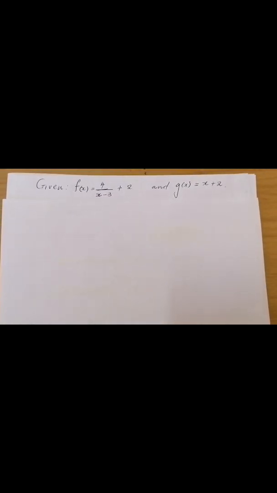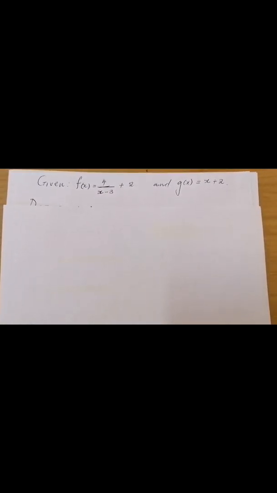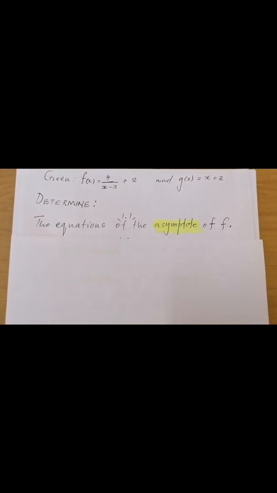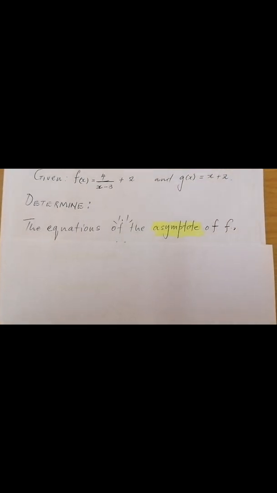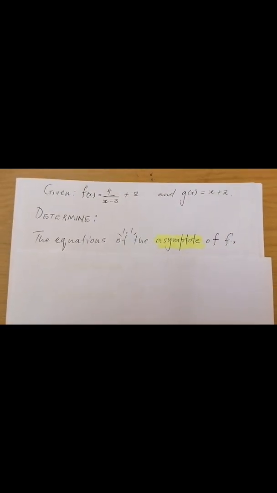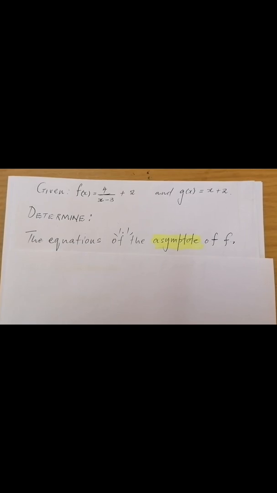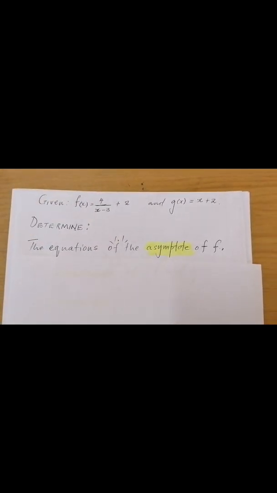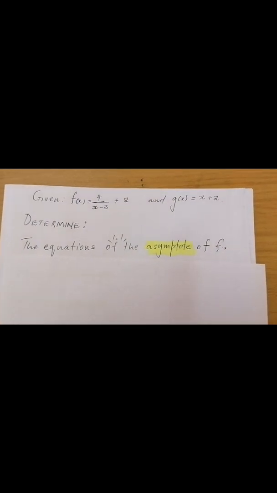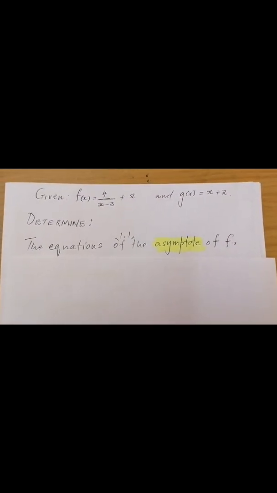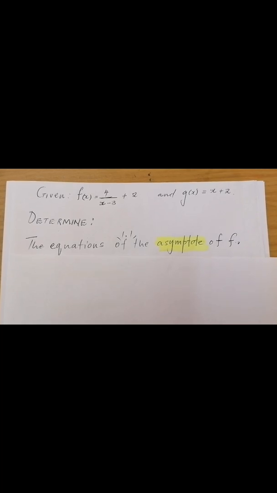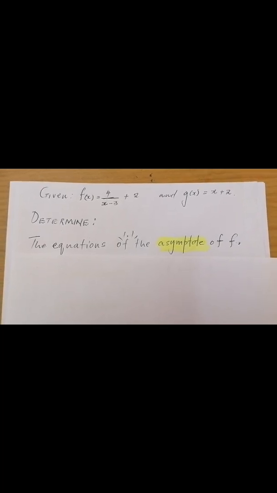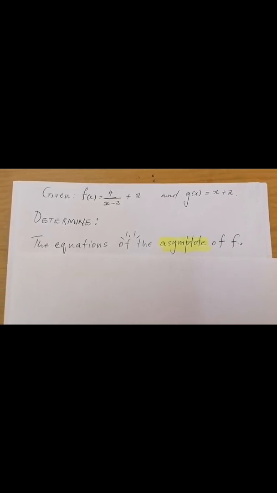Now, let me look at the questions that I formulated for you. The first one says, determine the equations of the asymptotes of f. If you look at this graph, it is asymptotic because we have a fraction. There is a denominator there. Therefore, that means that you will have an asymptote.